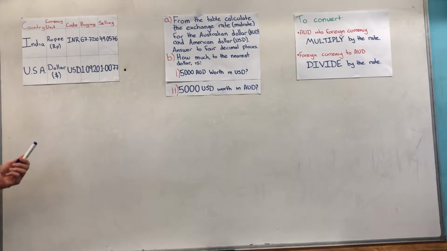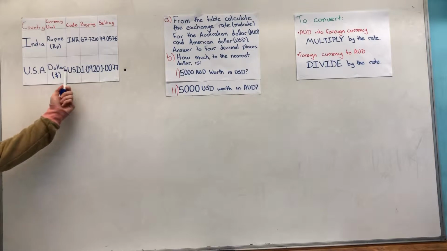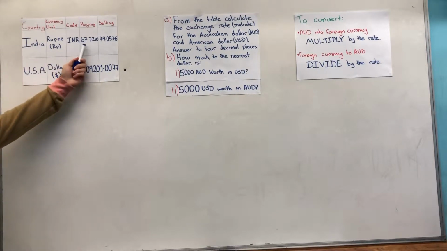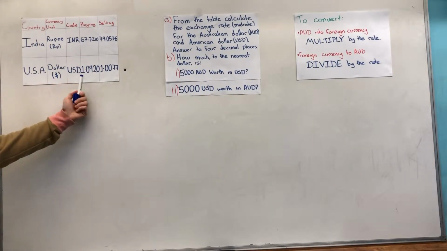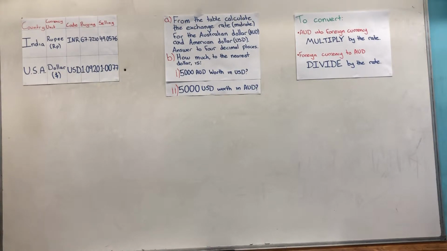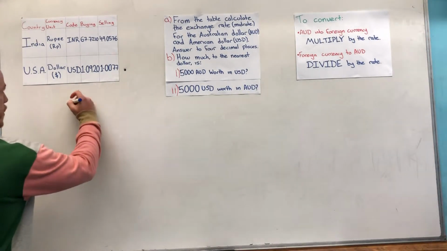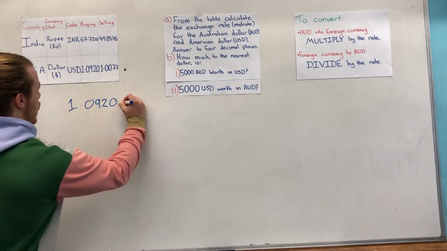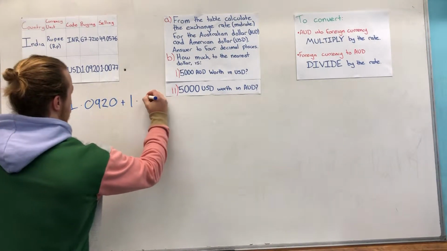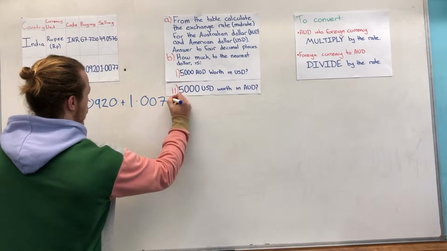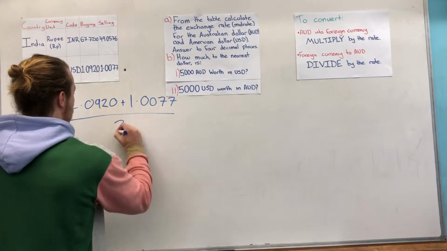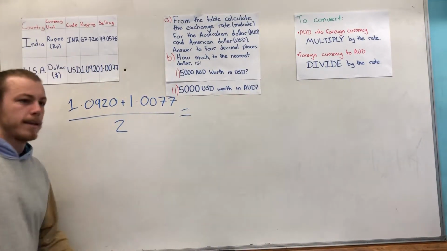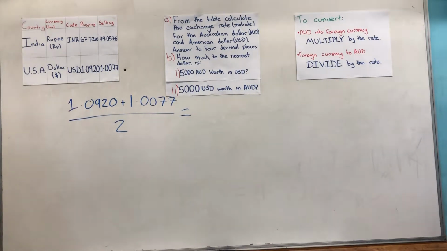To start with, to find the mid-rate, you get the average of the buying price and the selling price. For this one, we're using the buying price and the selling price of the US dollar. So to find the average, the exchange rate, we add them together and we divide by 2, which is a pretty easy start. So 1.0920 plus 1.0077, and we divide that by 2.